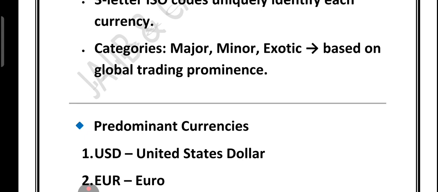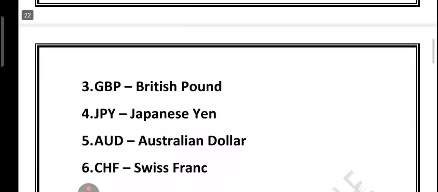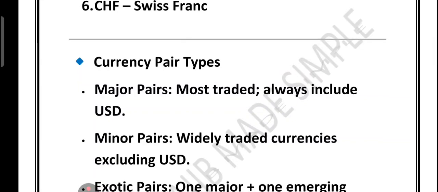So remember, an ISO code is a unique 3-letter currency identifier. Major: higher trading volume and liquidity. Minor: moderate trading. Exotic: emerging or less traded currencies. Let's talk about some prominent names they have given you, right? Now let's talk about the currency pair, right?